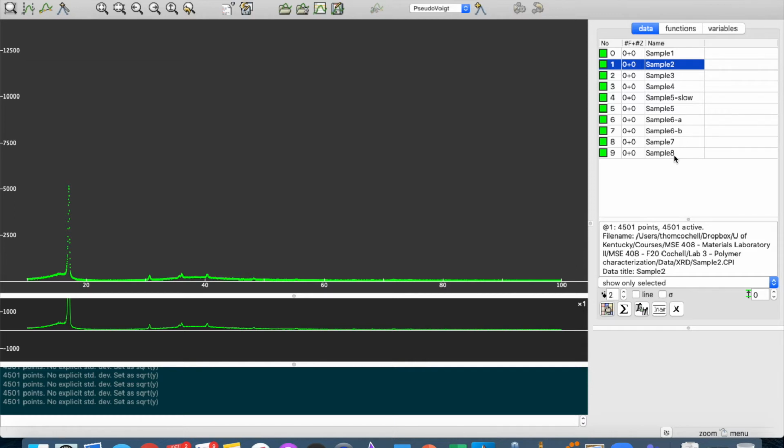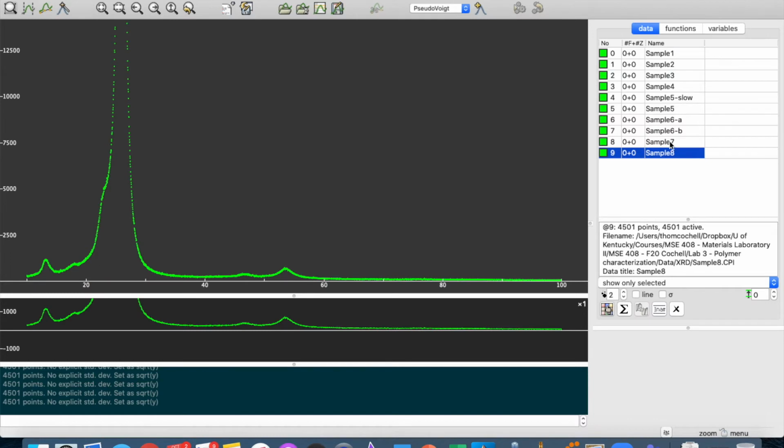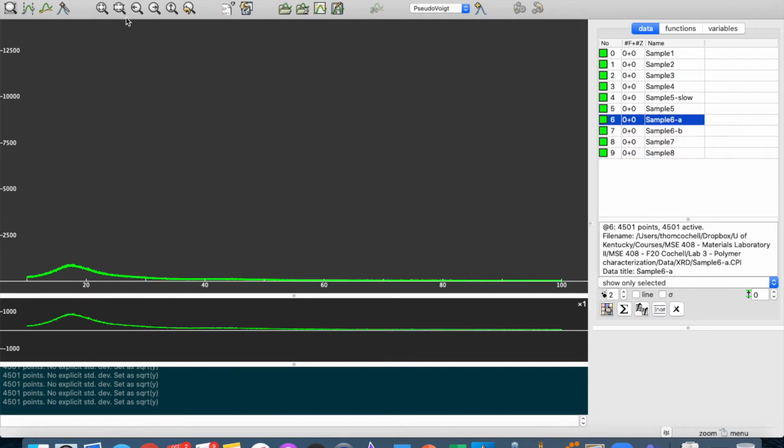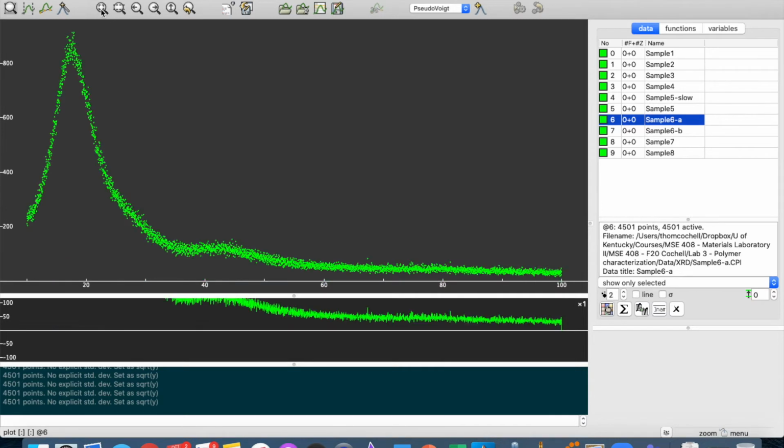So basically, there are some things that you should ask yourself. Let's go through some of these various patterns. Let's start with this one. This is sample 6, and it's A. There are actually two patterns that I have for sample 6, because we see quite a bit of sample to sample variation with sample 6 from year to year when we buy it from the supplier. So we gave you both.